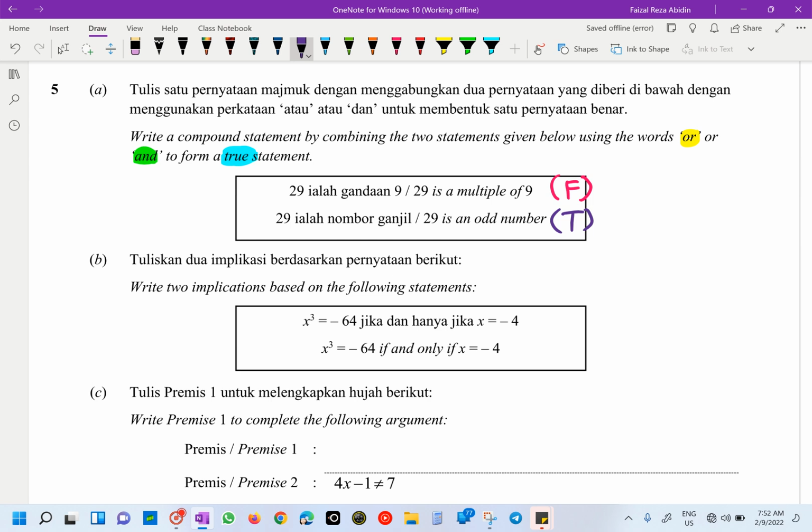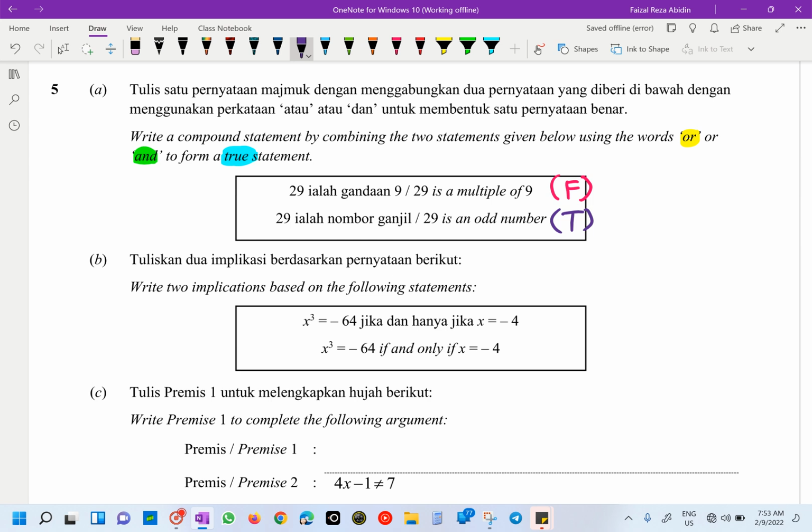Faham tak ni? Can you understand? If both are false statements, can we have a true statement? Cannot. Using or ke, using and ke, tak boleh. Dah false lah. Bagus buat dua-dua. Okay, class?